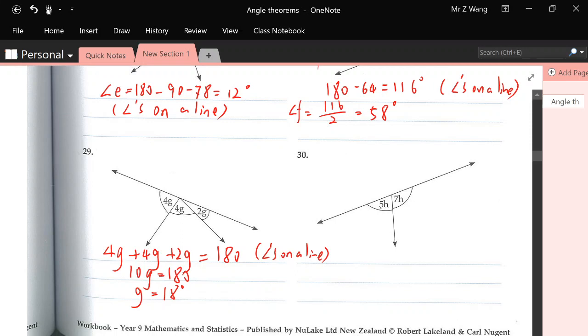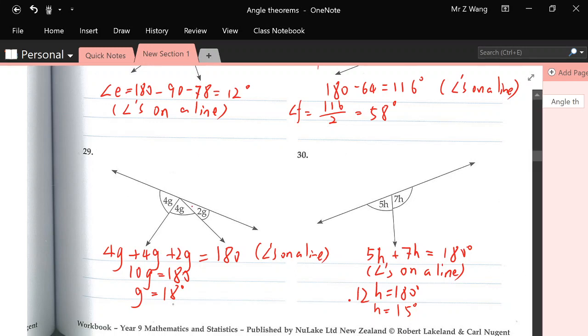Now, this one is the same thing. It's two angles. One angle is 5 lots of each, the other angle is 7 lots of each. So in total, we have 5h plus 7h equals 180 degrees. Again, this is angles on a line. You must write this sentence every single time you're applying this theorem. So this is 12h equals 180 degrees, so h equals 15 degrees. However, figuring out g and h are not the final answer.